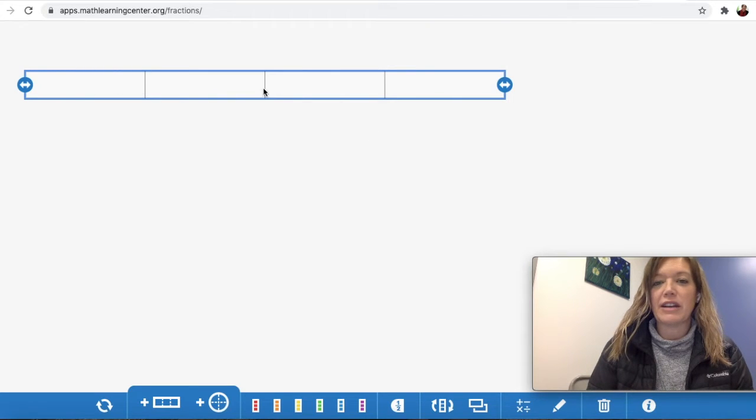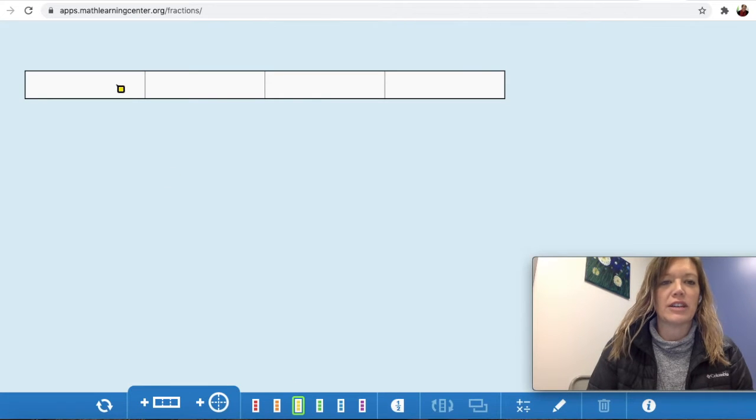So in this case, right now I have nothing colored in. I have 0 of the 4 parts shaded in. I'm going to use yellow here. I'm going to color in 1, 2, 3 of the 4 parts.